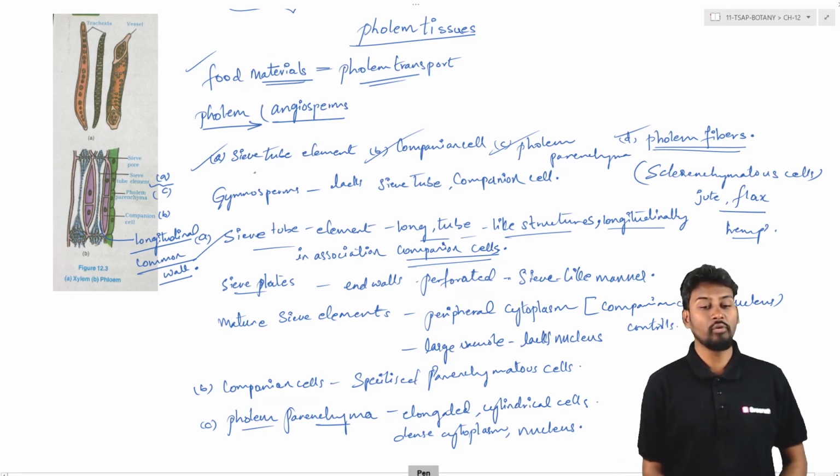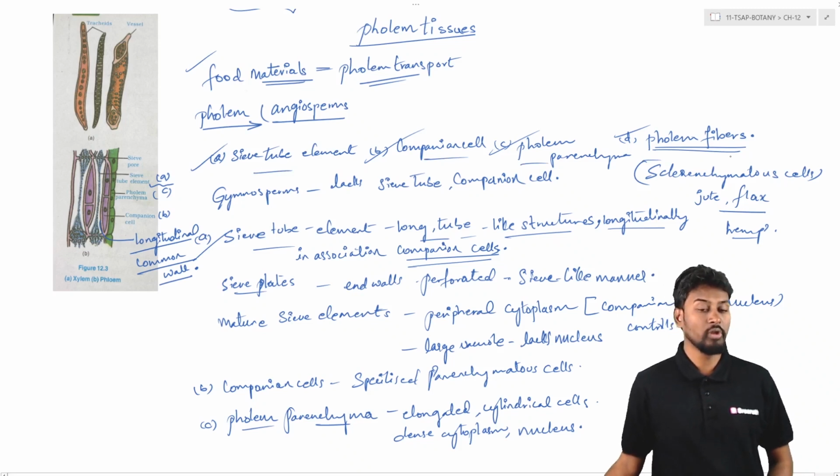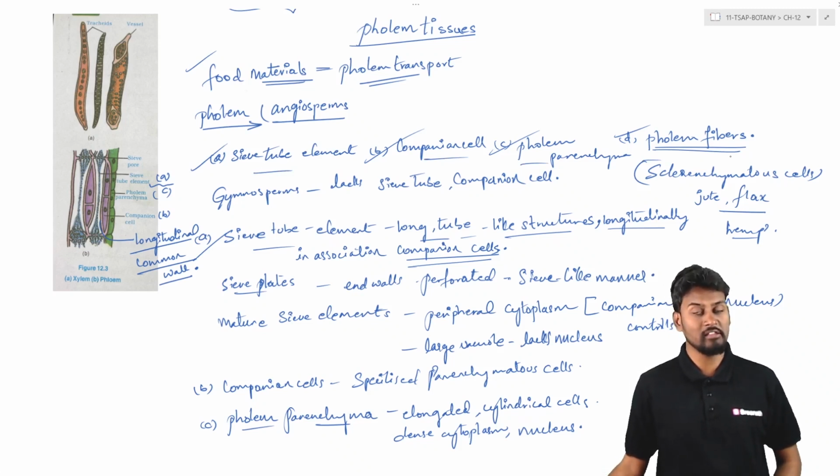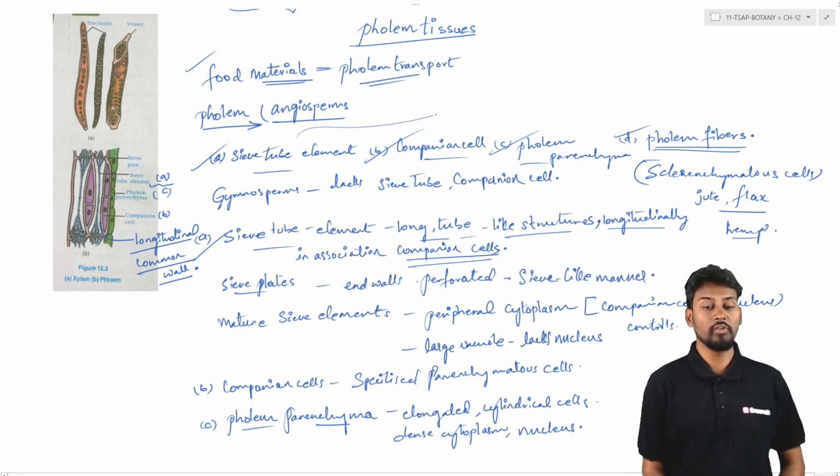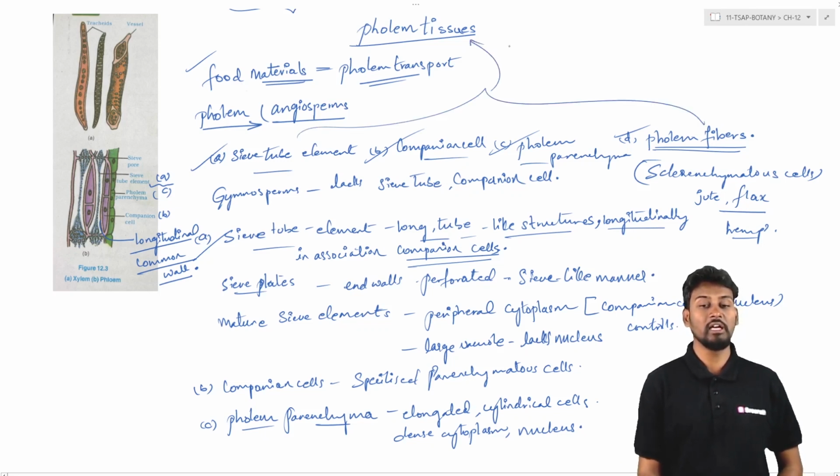and we can see there are 4 different types of elements which make up the phloem tissue. That is, one is the sieve tube element, the second is companion cells, the third is phloem parenchymal cells, and the fourth is phloem fibers. So these are the 4 different components which generally make up the phloem tissue.